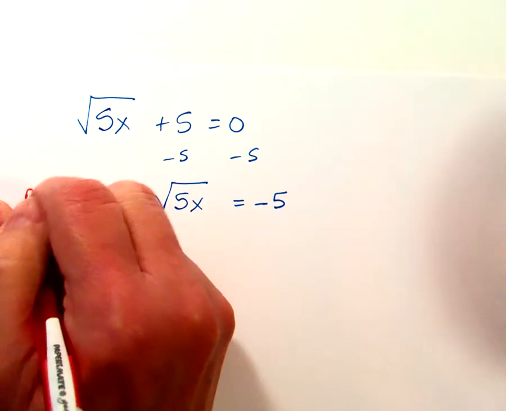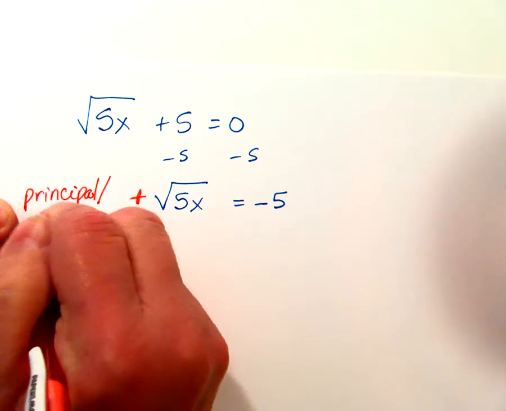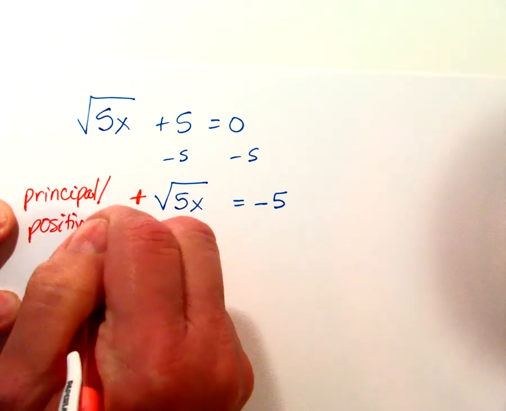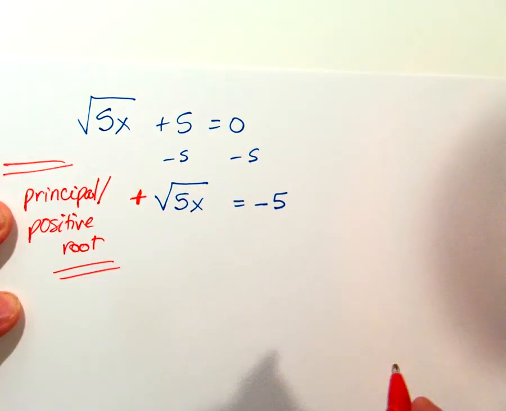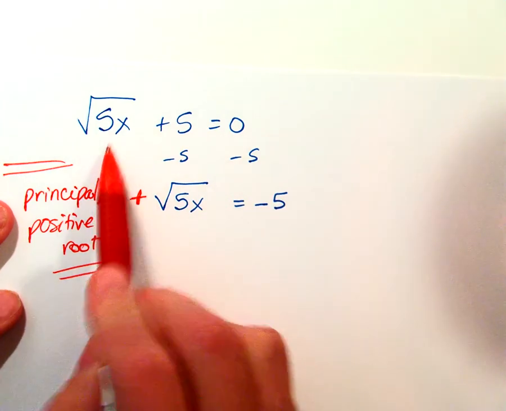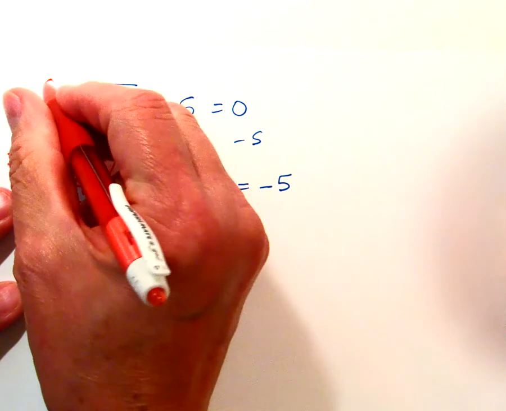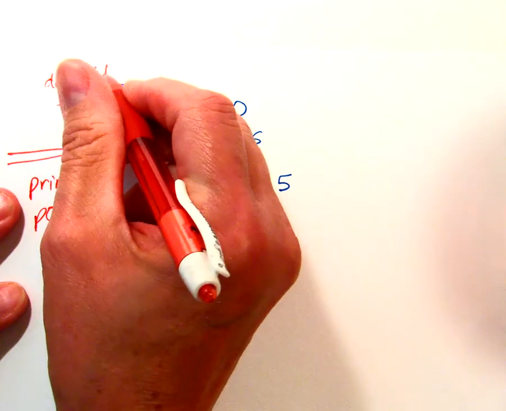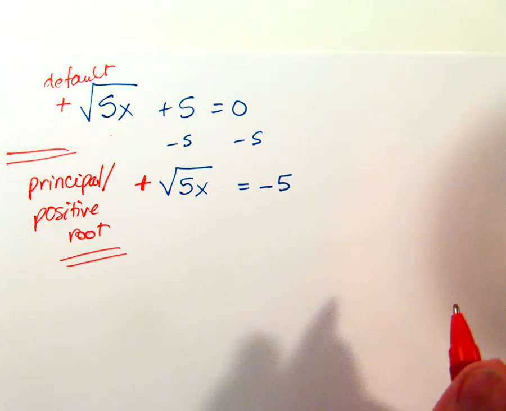This is the principal, or otherwise known as positive, root. It is not the negative. The reason for that is this was given to you and it doesn't have a negative out in front, and the default is a positive. So since it was given to you in that fashion, it's positive. Now, if it were given to you as plus or minus, or given to you as negative, then that would be the case. That would be what you do.